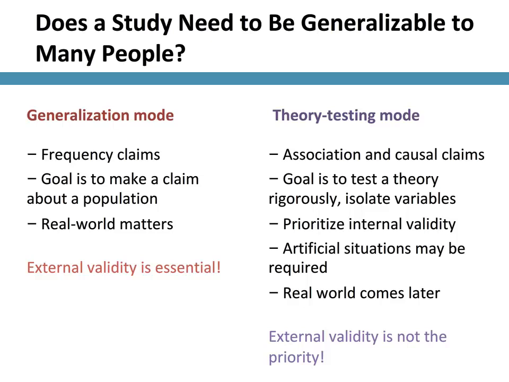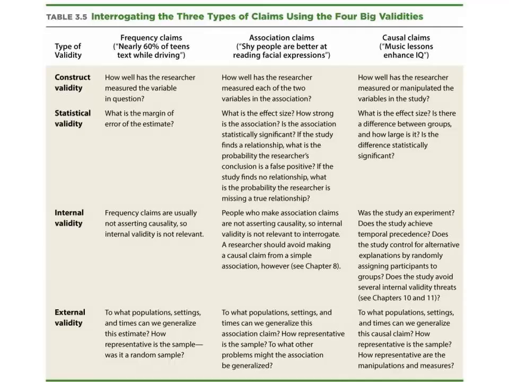Just a quick reminder about this excellent table, table 3.5 here, that lists our different kinds of validity and then gives example questions to ask for each type of claim that we have: frequency, association, and causal. So as you are reading a study, as you're evaluating the importance of this study to your life, to society in general, remember to look at this table, ask these kinds of questions to really dig down and interrogate these research claims.